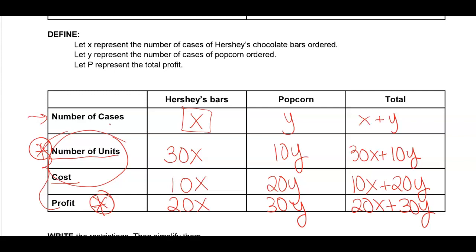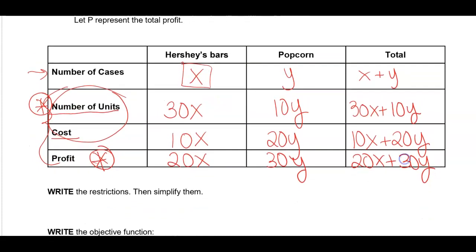Does that make sense to everybody? So I want a profit equation because that's what I'm trying to maximize. And the reason I focused on these other two areas is because in my problem, those were the things that had limitations, okay? So the next part of your notes says to write the restrictions and simplify them if possible, just to make your graphing easier.